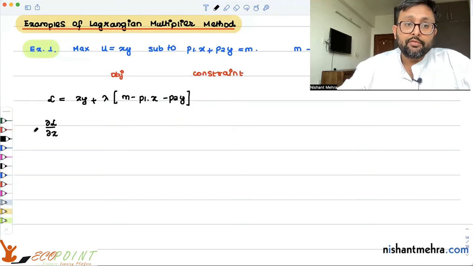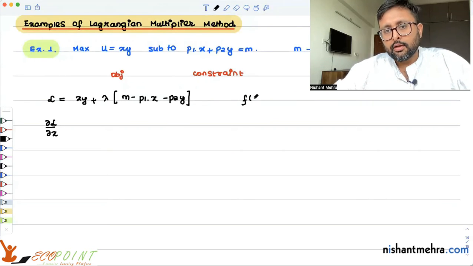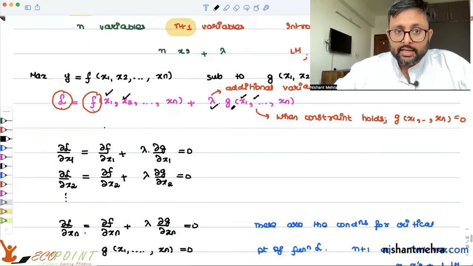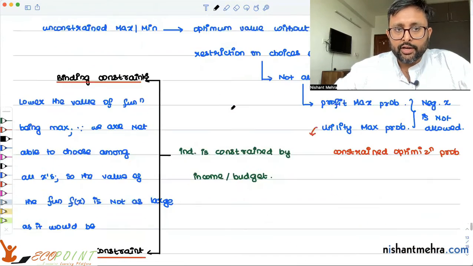How many partial derivatives do you need to find out? In case this was an unconstrained problem, what would I have found out? Whenever you are studying, try to make connections in your head. You would have found du by dx equal to 0, du by dy equal to 0. Basically, if you just have a function like this, del f by del x equals 0, del f by del y equals 0. This is what you did when you were doing the unconstrained optimization.